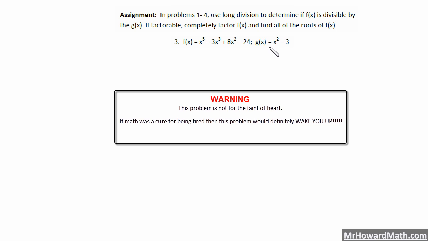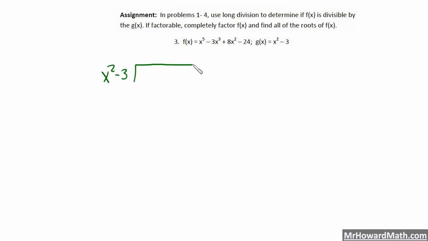This would not be a candidate for synthetic division. Our leading coefficient is 1, but our x term has a power of 2, so we actually are forced here to use long division. So let's get that going here. So we have x squared minus 3, and we need to divide our other polynomial by that. So x to the 5th minus 3x cubed plus 8x squared minus 24.